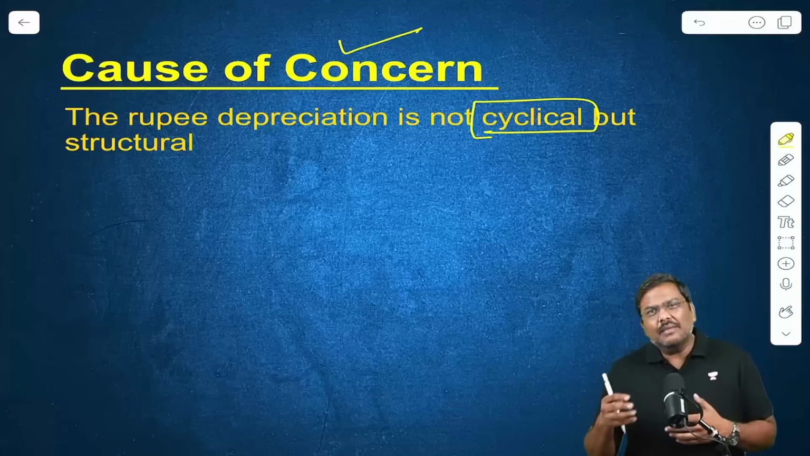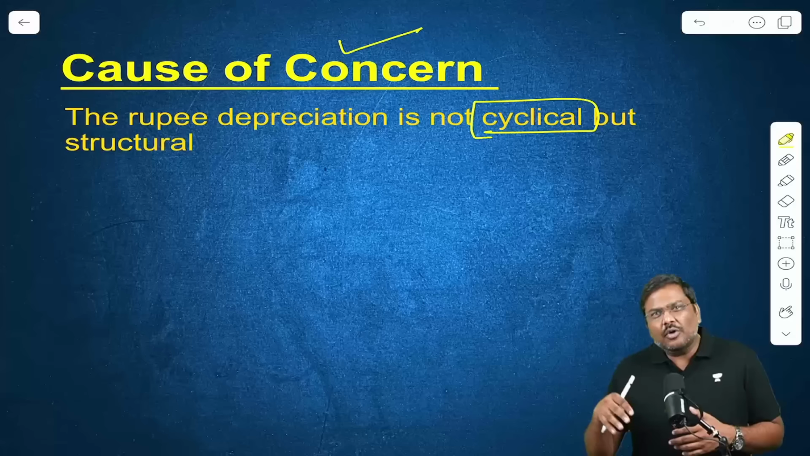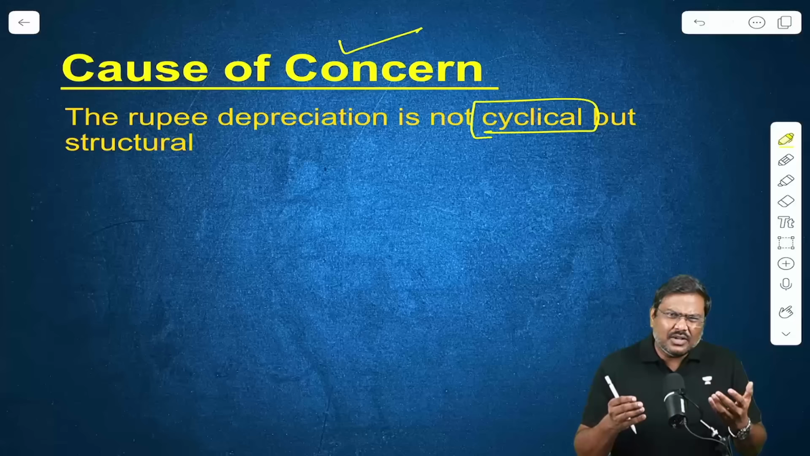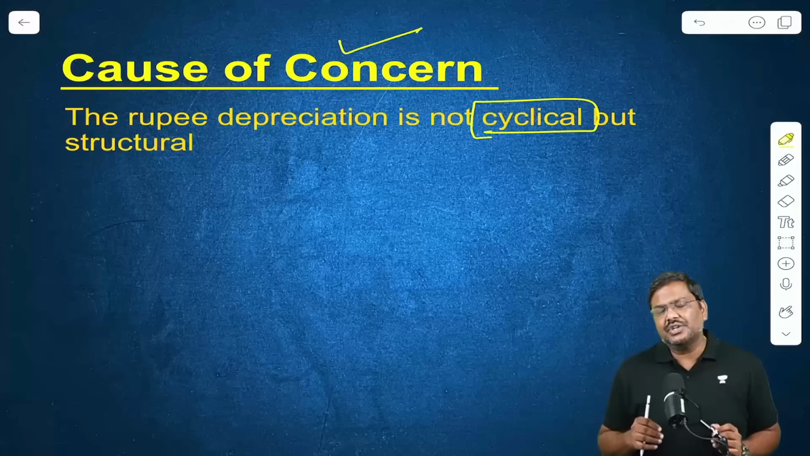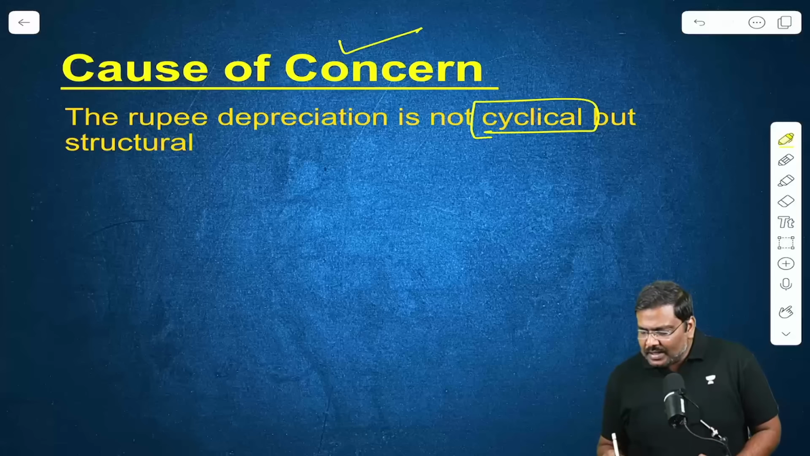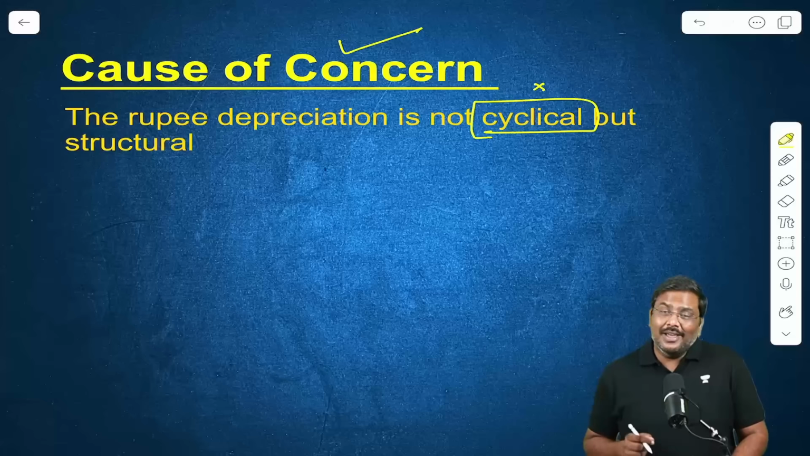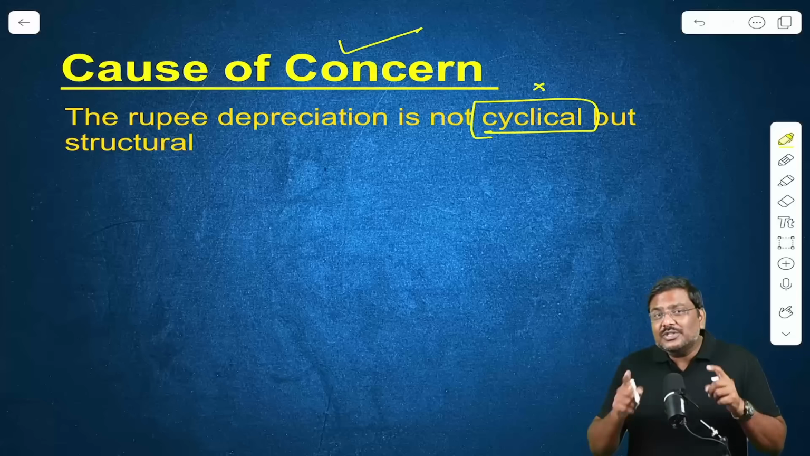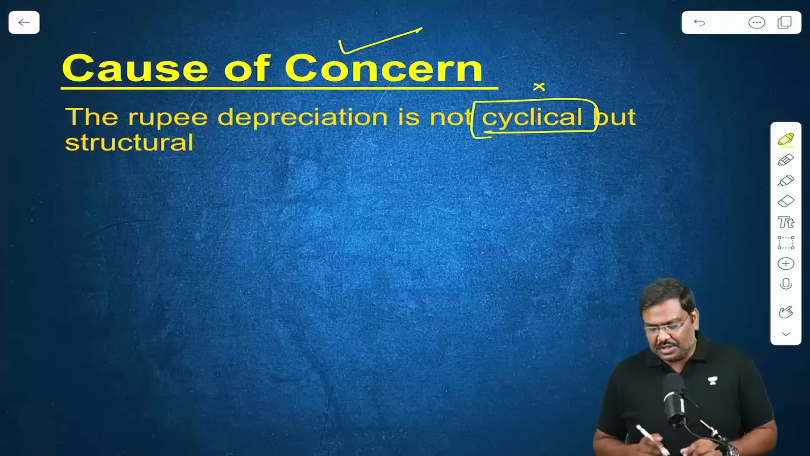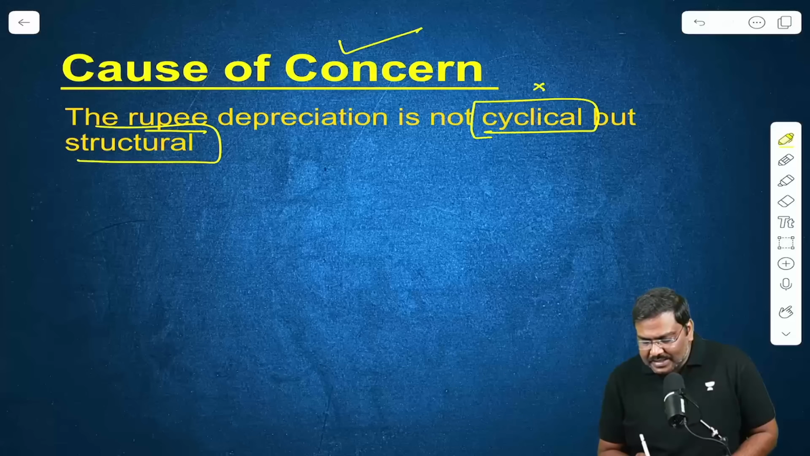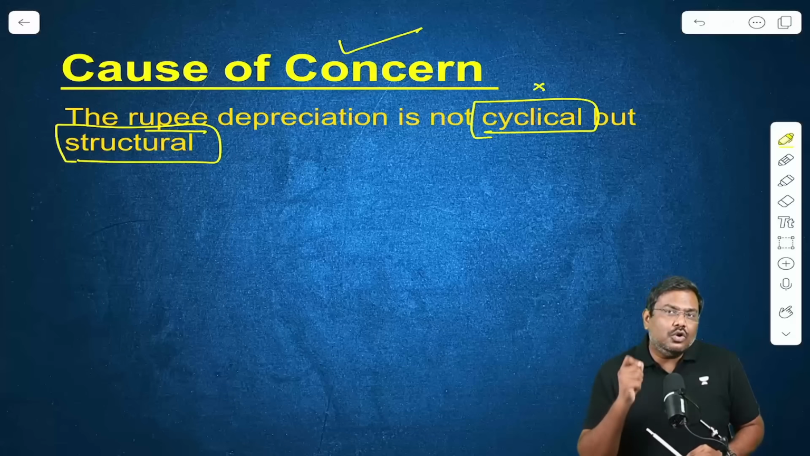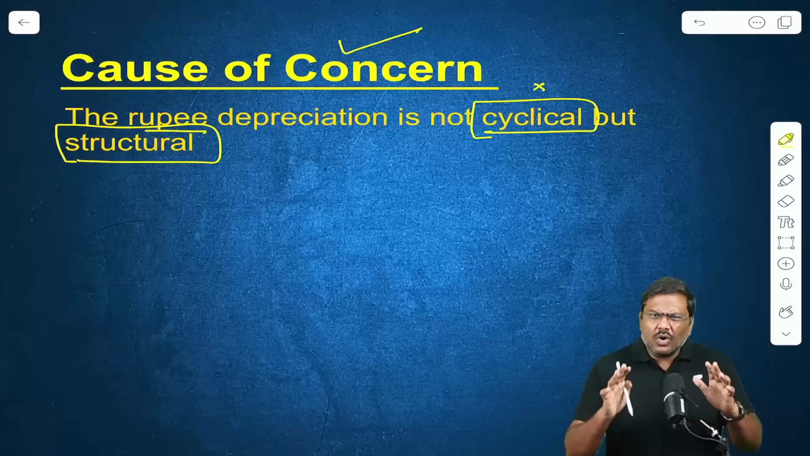Certain events happening, let's say from one quarter to another quarter, the rupee experiences a depreciation. But this time, it is not the cyclical factors which are contributing to the rupee depreciation. It is not the domestic factors. In fact, it is the structural problems that are contributing to rupee depreciation.